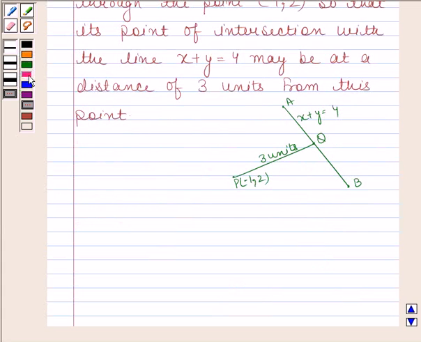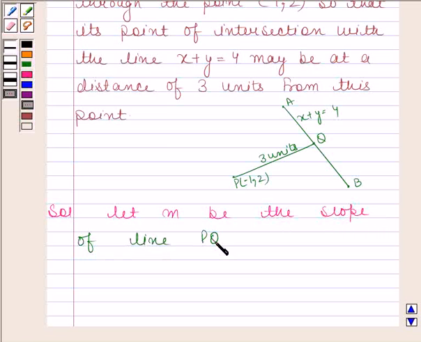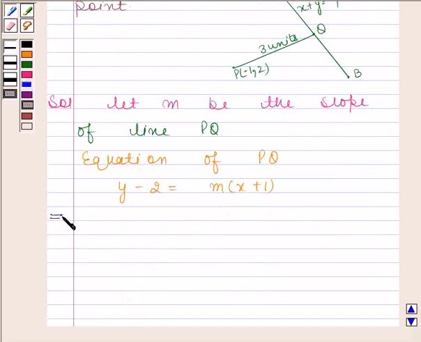Let's now begin with the solution. Let m be the slope of line PQ. So, the equation of PQ is y - 2 = m(x + 1). Now, this implies y = mx + m + 2. Let's name this equation as equation number 1.